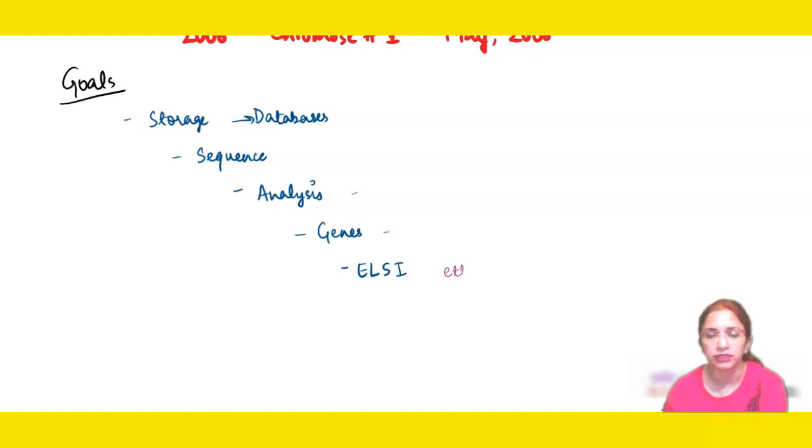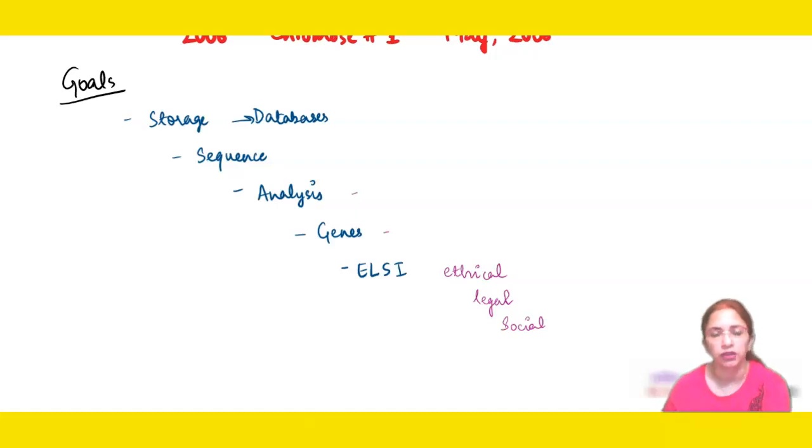And with this came ethical, legal, and social issues. Okay, so here capital E means ethical, capital L means legal, and S means social. So with the Human Genome Project, there were certain ELS issues that were associated, and they had a goal that they will be sorting them out.